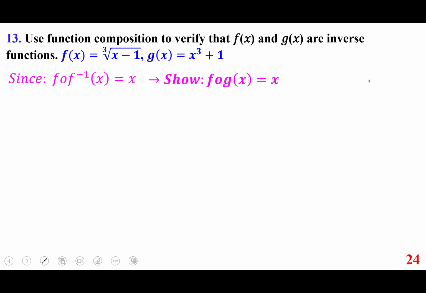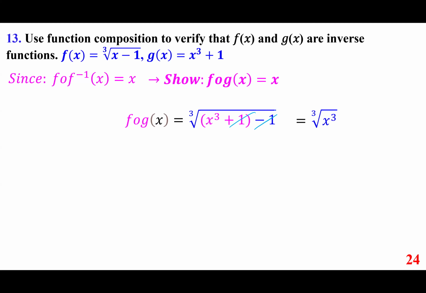So what is f of g? Replace the x here with x cubed plus 1. 1 and negative 1 cancel each other. These two cancel each other. And you get cube root of x cubed, and that's x, and you're done. And this is simple enough.